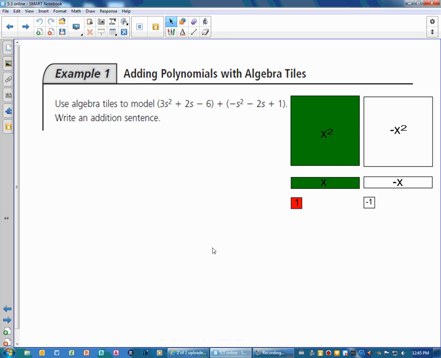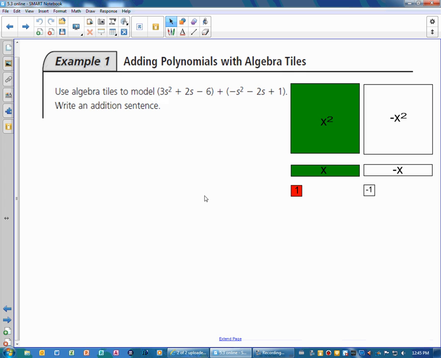So the first example says: use algebra tiles to model 3s squared plus 2s minus 6 and negative s squared minus 2s plus 1, and then write an addition sentence. Let's first of all model these two trinomials. So 3s squared plus 2s minus 6.